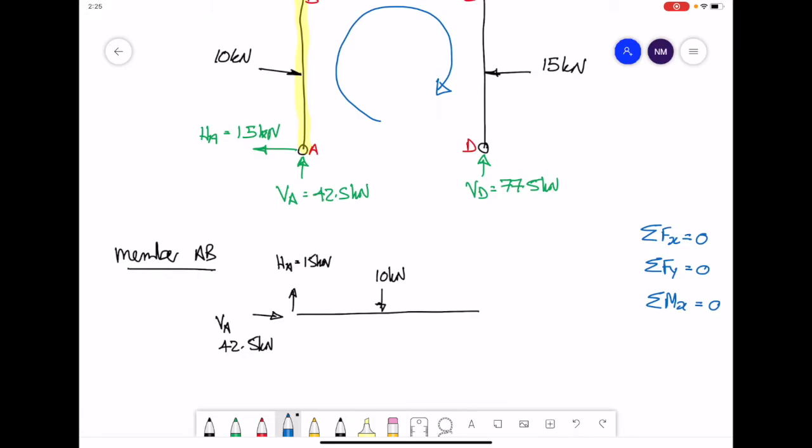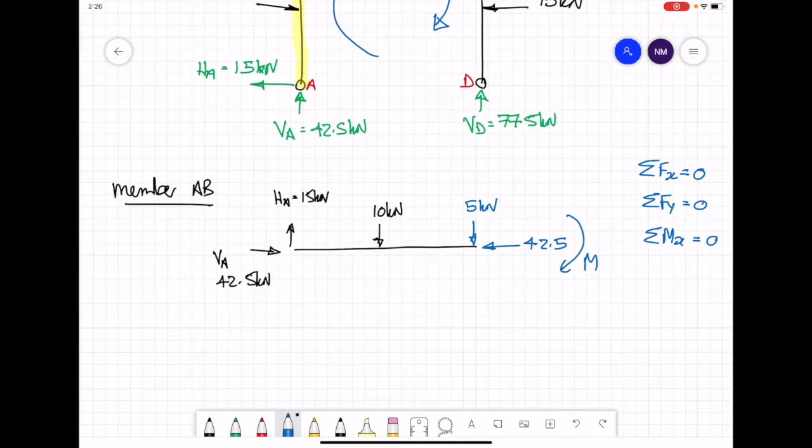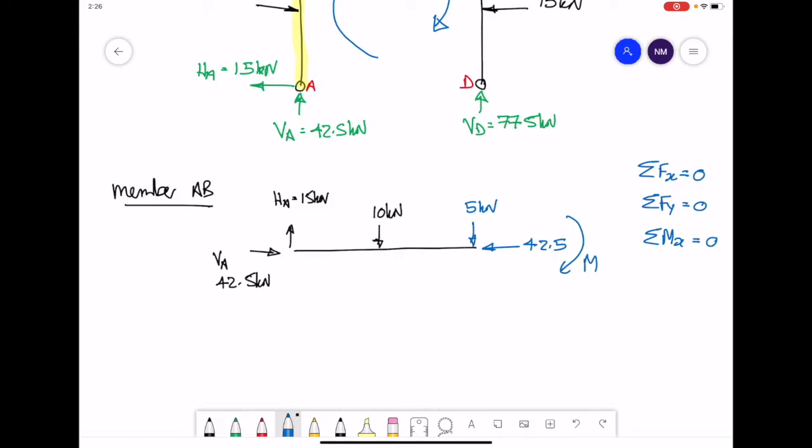To balance that, we must have an equal and opposite force going in the opposite direction. For the vertical forces, we have 15 going up, 10 going down, so that it's balanced vertically, we must have 5 kilonewtons going down. And then for moments, to balance them, I'm just going to put in a clockwise moment at the end of the beam, and we'll apply our equilibrium equation.